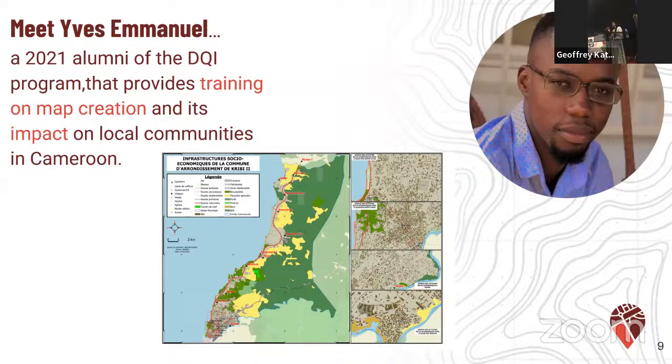And who knows this? Who knows him? Okay, just look around the room, you'll see him. So please meet Ilse. He's one of the data quality interns. For him, it was in 2022. And as a result of the internship again, he is able to conduct different trainings. So he learned different geospatial tools. He's able to conduct different trainings. And right now, he's training people on map creation.